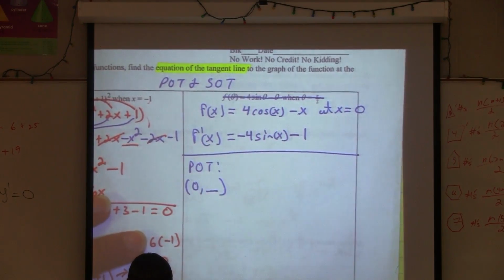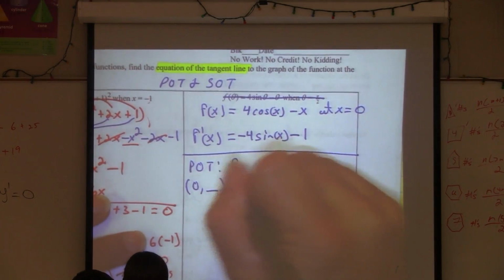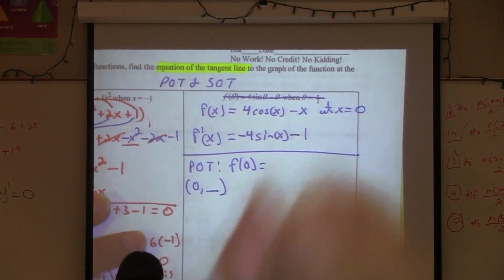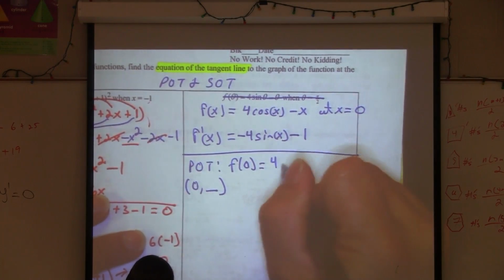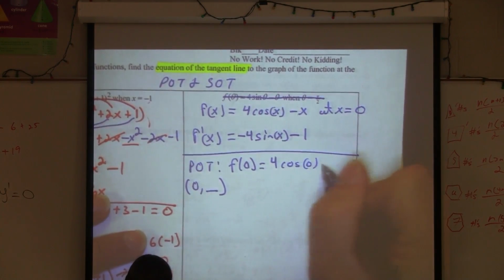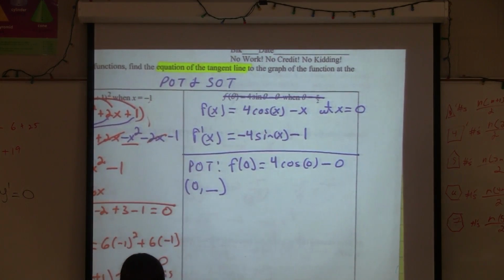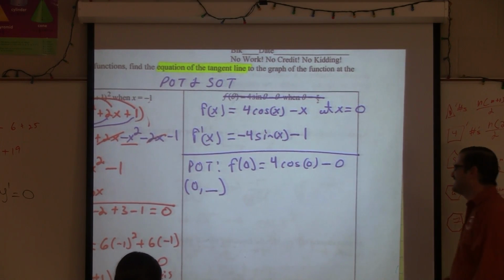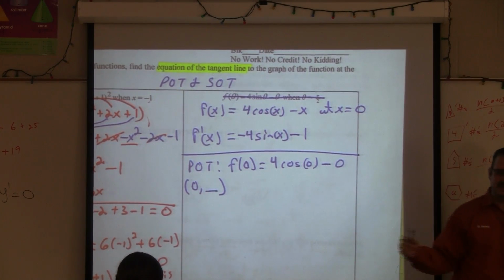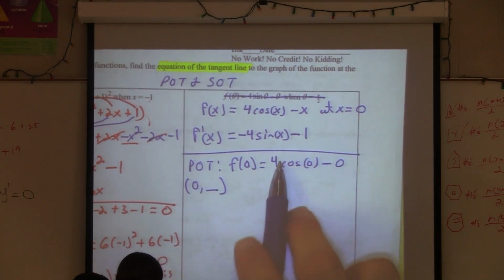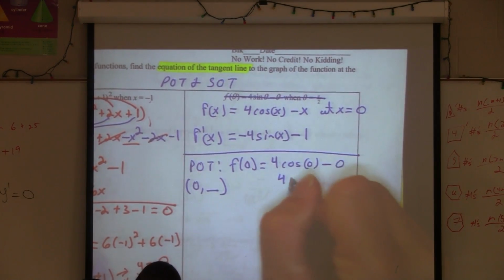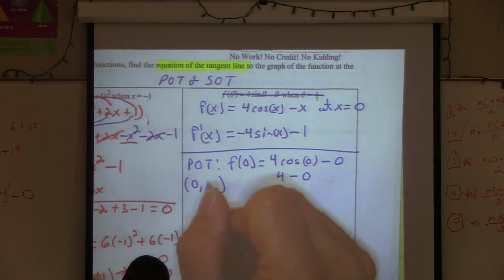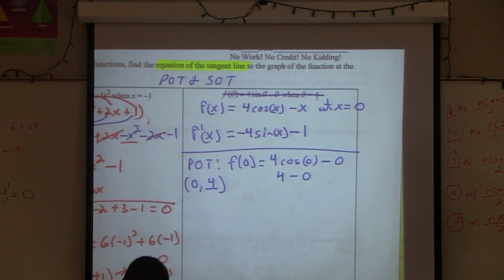0 comma something, right? What do I plug it into? Original function. So we want f of 0. So that's 4 cosine of 0 minus 0. What's cosine of 0? Come on! 1 times 4? 4 minus 0? 4. So my point of tangency is 0, 4.